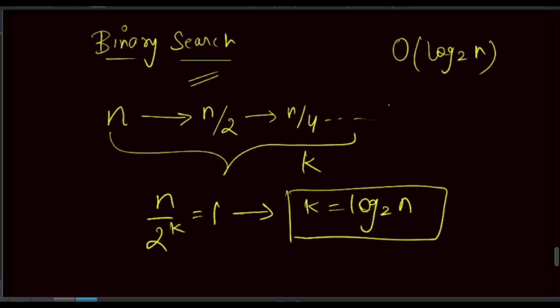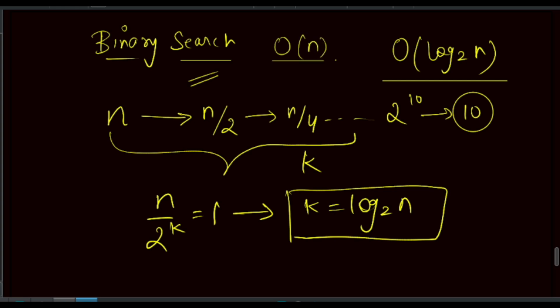If your array size is 2 power 10, it will take 10 steps. So this log base 2 n is a huge reduction from the complexity of order of n, which was of linear search.